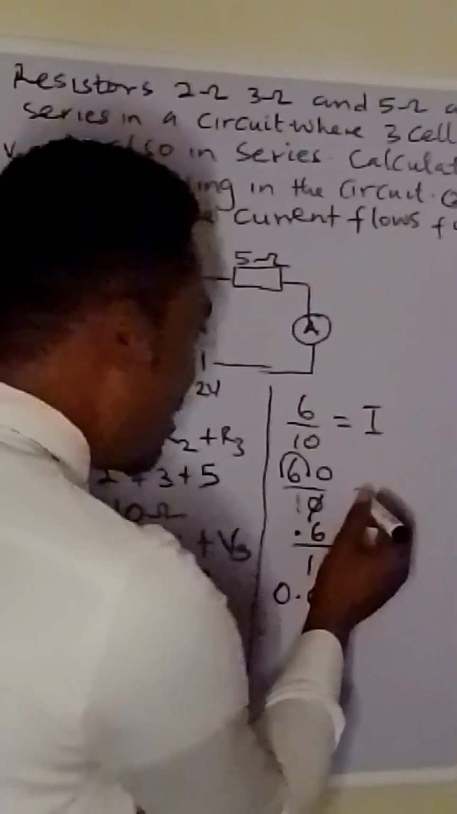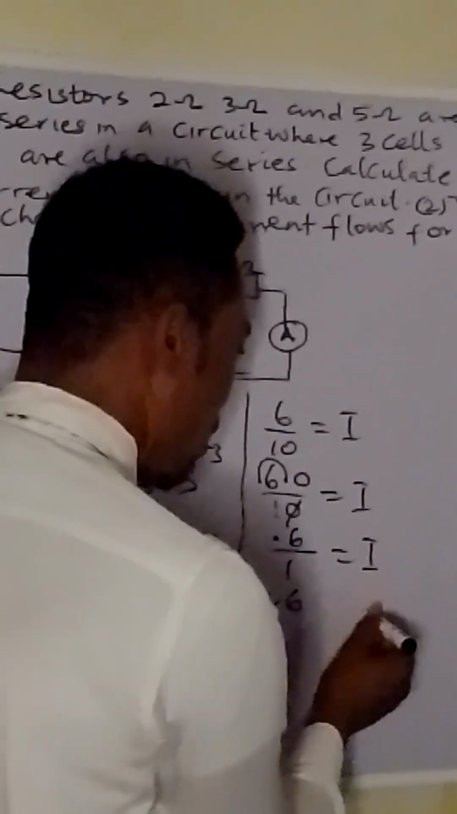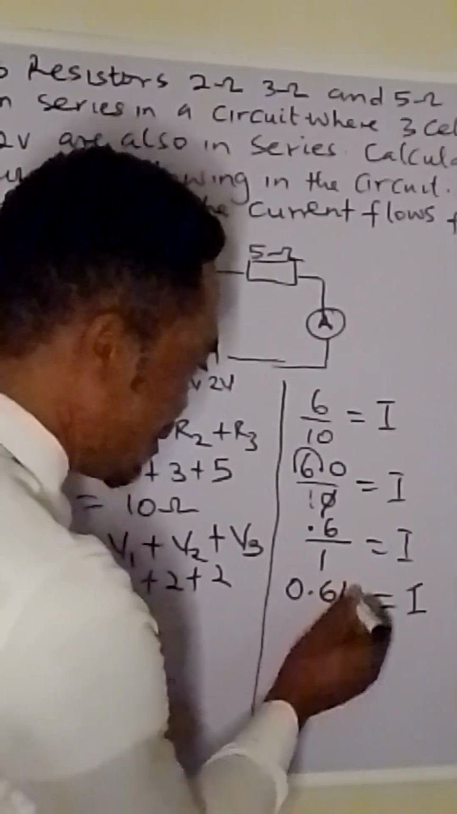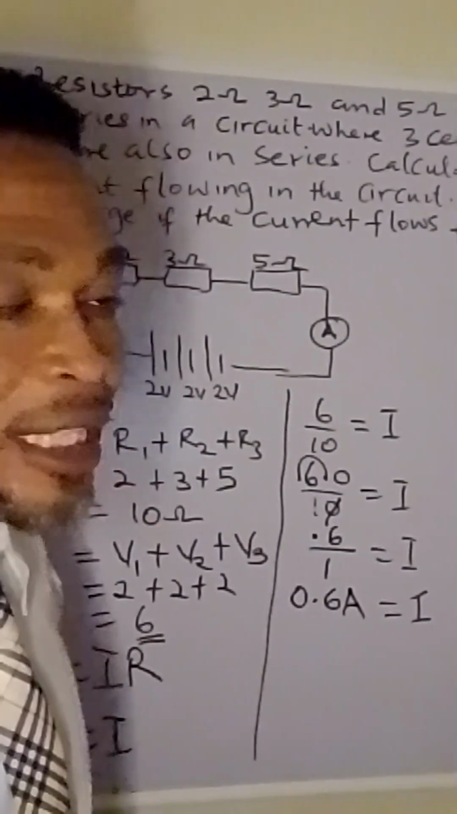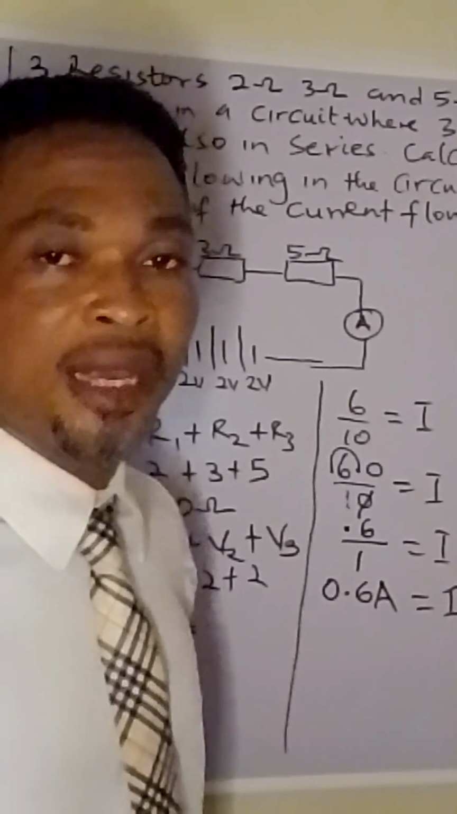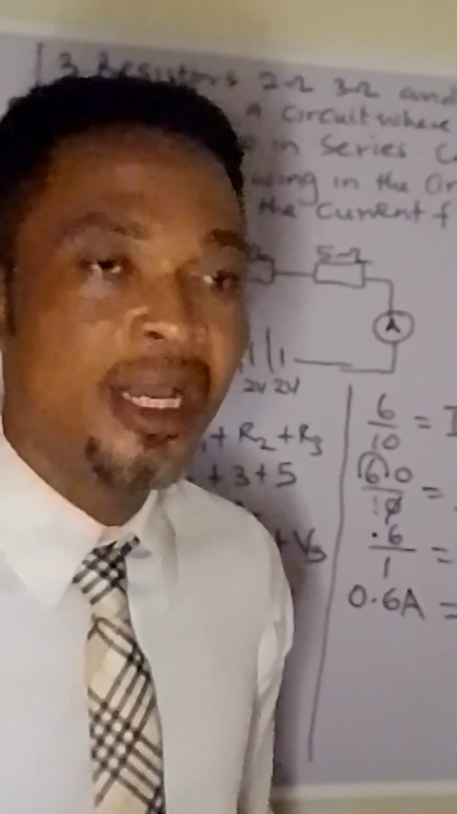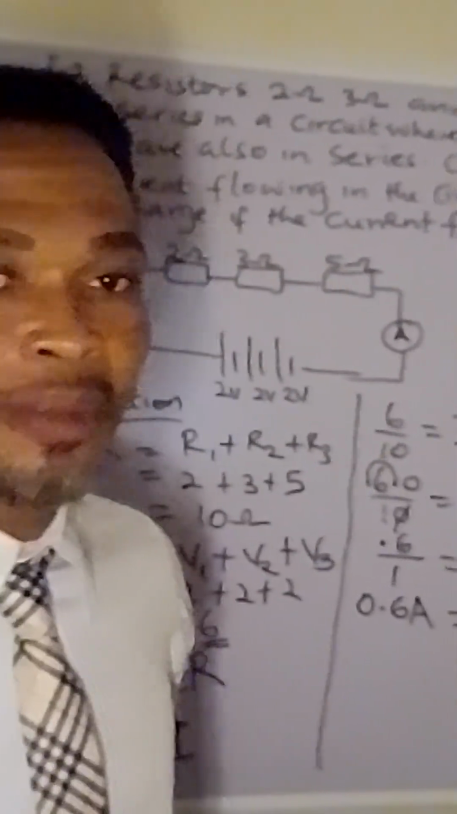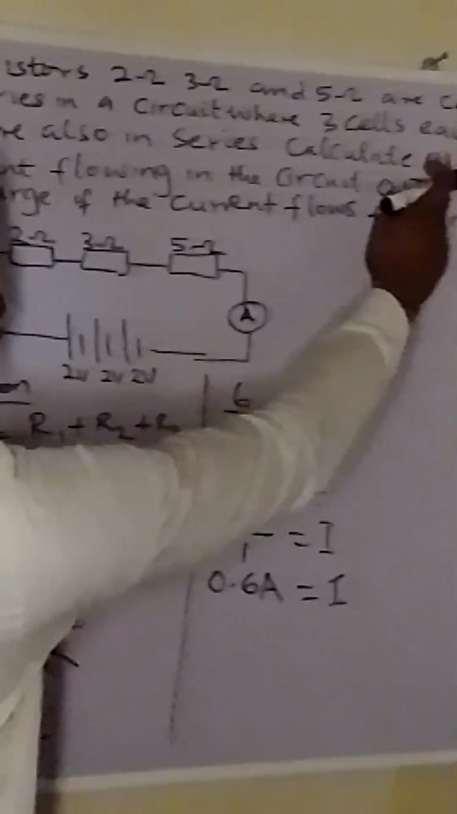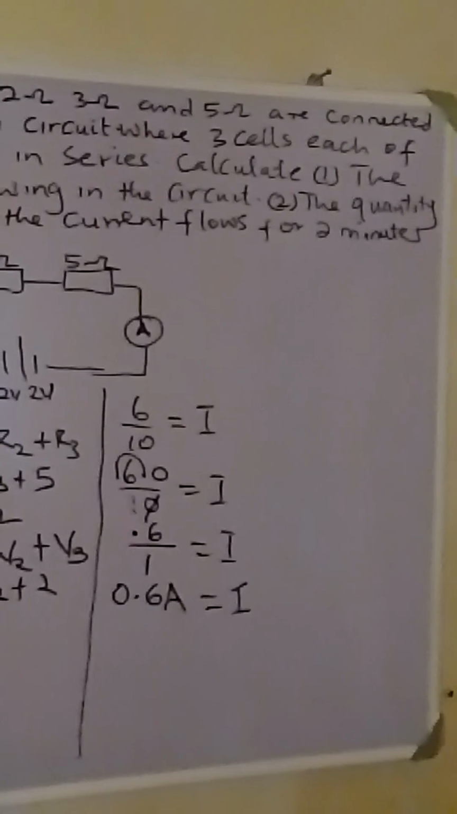So the value of our I now is equal to what? 0.6 amperes. The current is measured in amperes. Remember what I said? Resistance is measured in ohms, potential difference is measured in volts, and the current is measured in amperes. So we have found the first thing they asked us to find, which is the current. And the value of the current is 0.6 amperes.